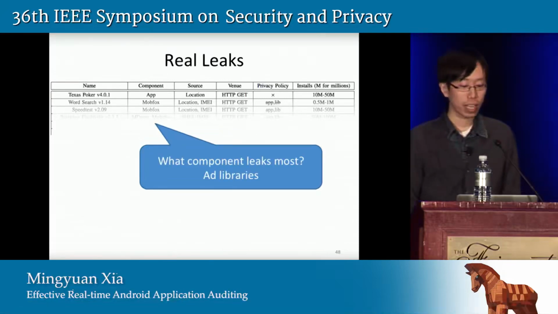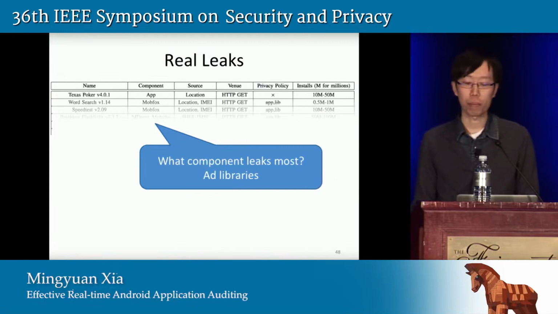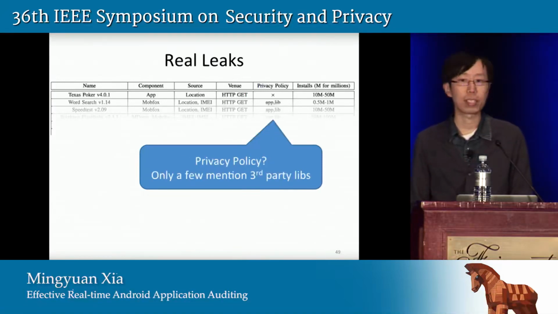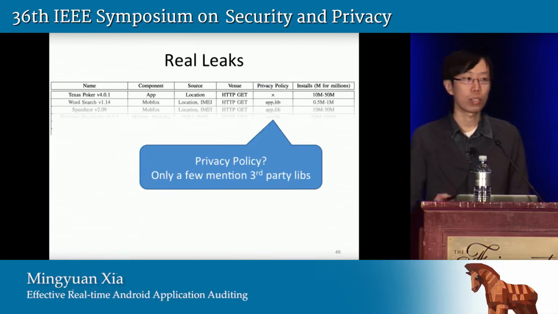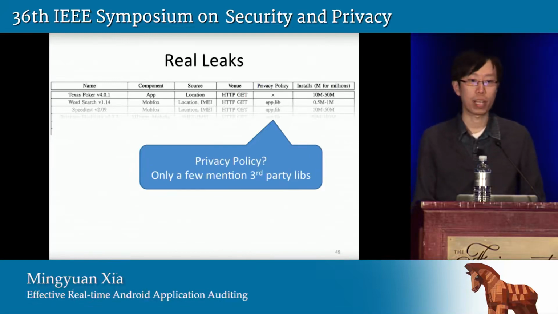First, we want to take a look at what app component actually leaks the most. We find that the answer is the ads library. And when we look at the privacy policy of these apps, only a few of them mention third-party libraries. So this makes a case for developers to use app auditing to check their apps before releasing them, to get to know what their ads libraries are doing.